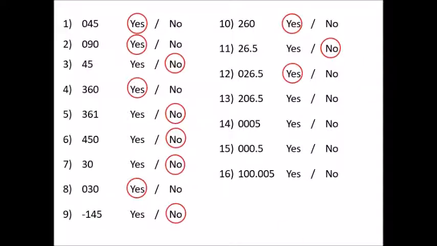206.5? Yes, that is a bearing. 0005, is that a bearing? No, it is not, because it includes the thousands as well. Bearings cannot include the thousands. 000.5, is that a bearing? Yes, it is, because it has the hundreds, tens, and the ones, even though they're all 0. 100.005, is that a bearing? Yes, it is, because it includes the hundreds, tens, and the ones with the decimal on the end, and it's between 0 and 360 degrees.